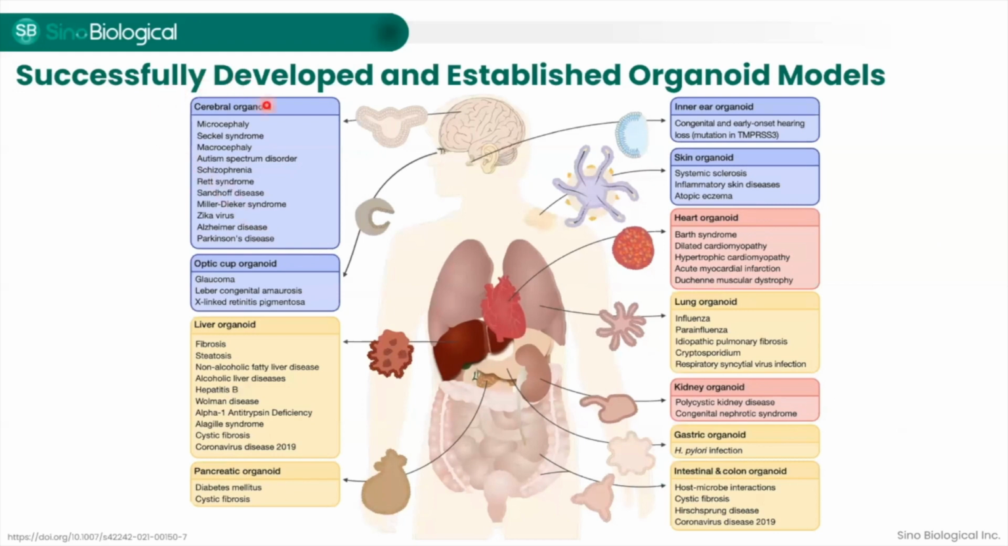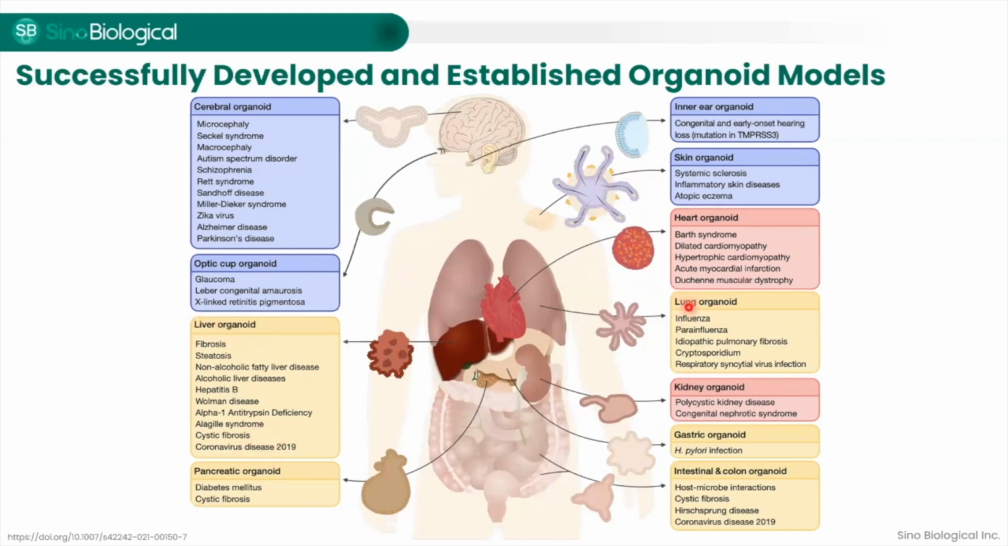Like cerebral organoids can be utilized to study autism spectrum disorders, Rett syndrome, schizophrenia, and neurodegenerative diseases like Alzheimer's and Parkinson's. Optic organoids function as models to study glaucoma and other optic disorders. Then we have liver organoids that serve as models to expand research into fibrosis, hepatitis B, cystic fibrosis, and have also been used widely to study COVID-19 disease.